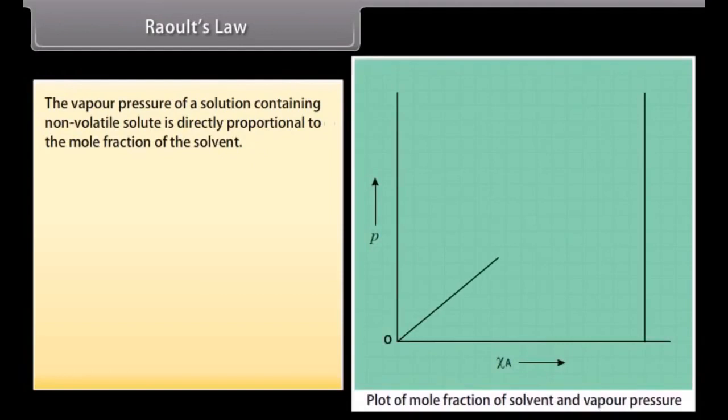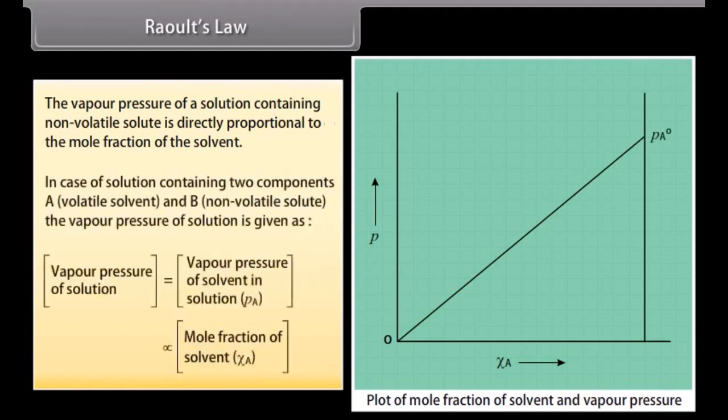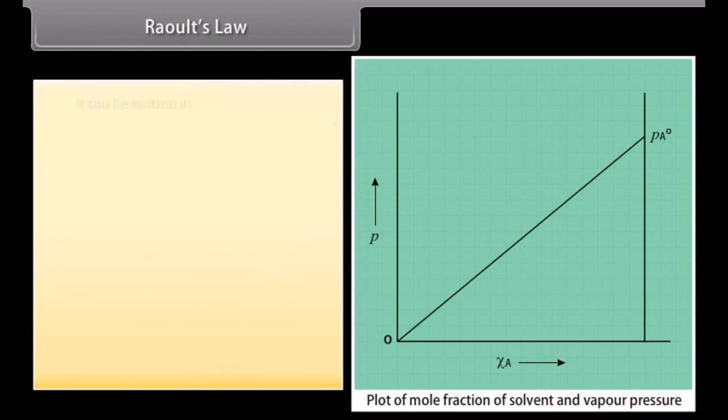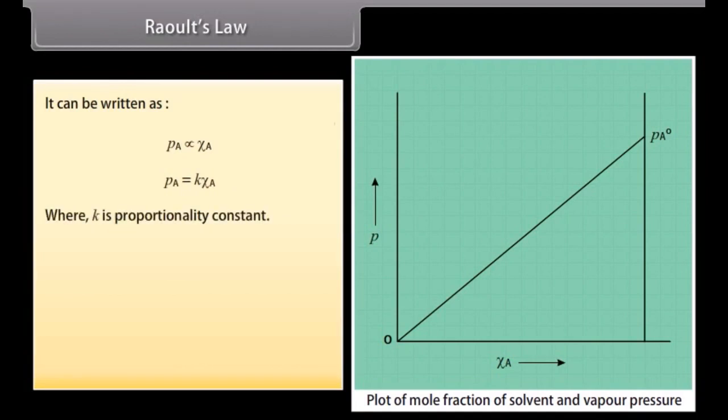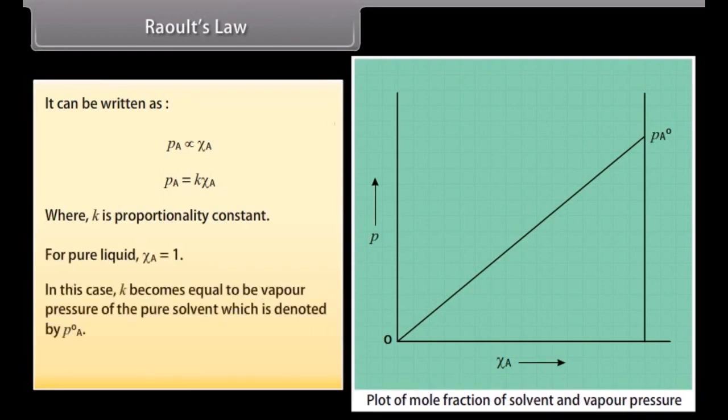Raoult's law. The vapor pressure of a solution containing non-volatile solute is directly proportional to the mole fraction of the solvent. In case of solution containing two components, volatile solvent and non-volatile solute, the vapor pressure of solution is given as PA = K × XA, where K is proportionality constant. For pure liquid, XA is equal to 1. In this case, K becomes equal to vapor pressure of the pure solvent, which is denoted by P°A. Thus, PA = P°A × XA.